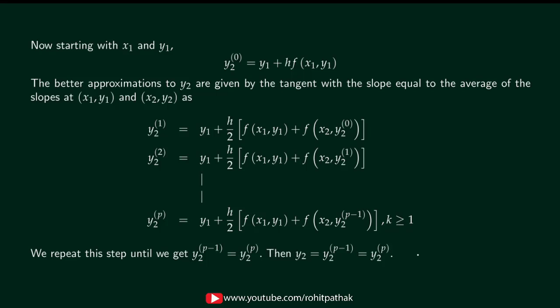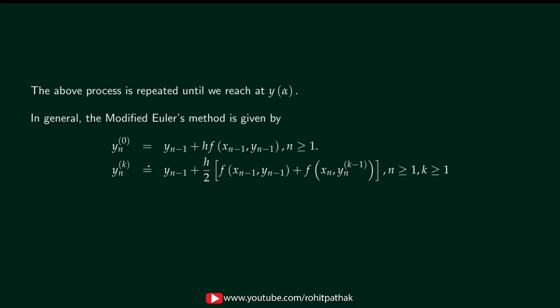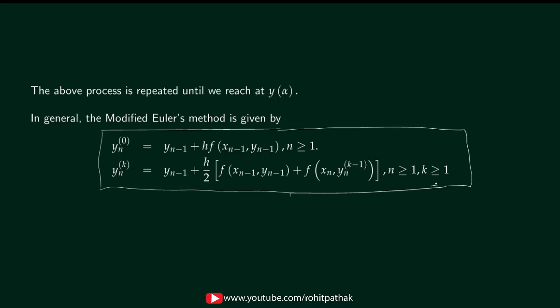So we repeat this process for the other points y3, y4 up to yn-1, and we find that in general the modified Euler's method is given by these two formulae. So modified Euler's method is the combination of these two formulae. So at each step we have to use these two formulae to find the better approximations to y1, y2 up to yn. So let's take an example.